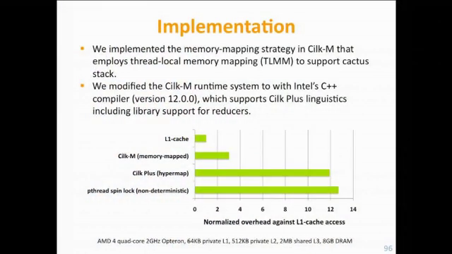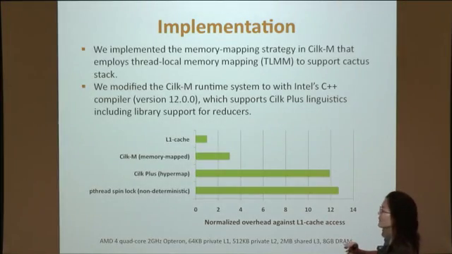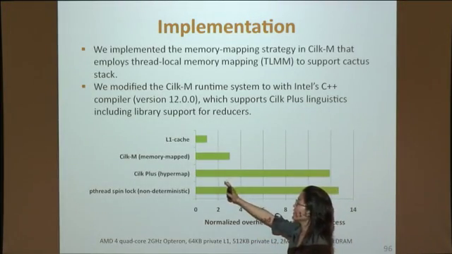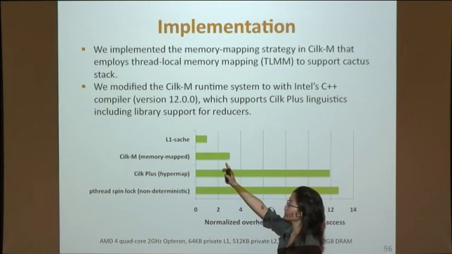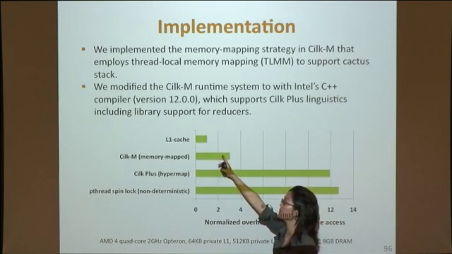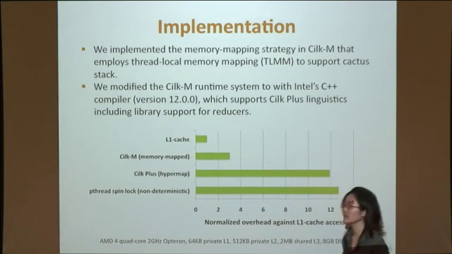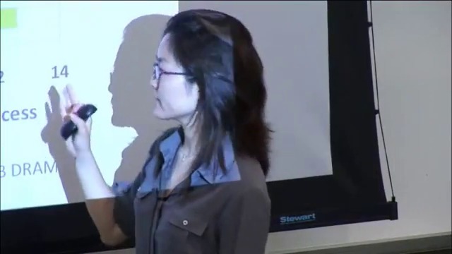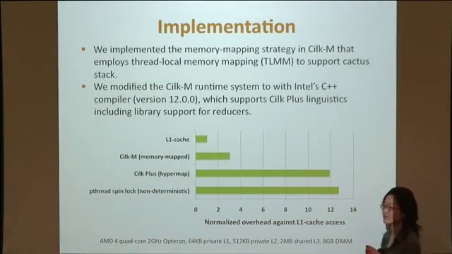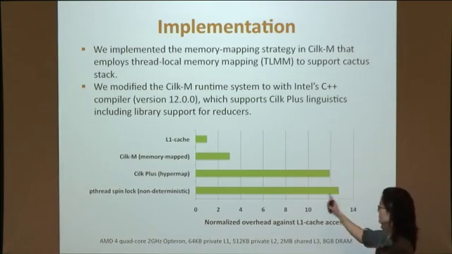And here I'm showing you, we implemented this in Cilk-M. And this is showing you the overhead normalized to an L1 cache access. Using the memory-mapped reducer, each access essentially translates to 2 memory accesses and a predictable branch. So when you normalize that against 1 memory access to L1 cache, it's about 3 times overhead. On the other hand, when you use the existing approach, it's actually about 12 times overhead. And just as a point of comparison, if you use a spin lock to protect the access to the variable, it's over 12 times overhead.